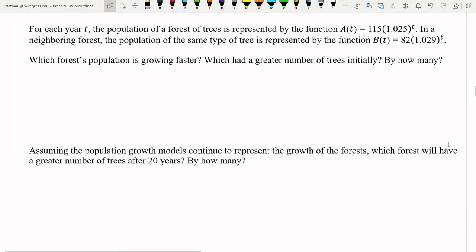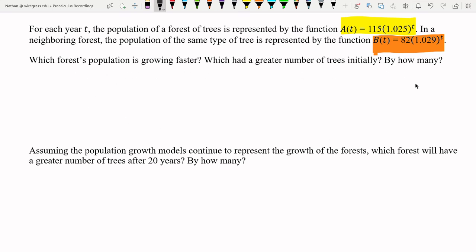Now, here is a sample problem using these things in some kind of scenario. For each year t, the population of a forest of trees is represented by this function. And in a neighboring forest, the population of the same type of tree is represented by this function here. So which forest population is growing faster? And then which has the greatest number of trees initially, and by how many? So which population is growing faster?